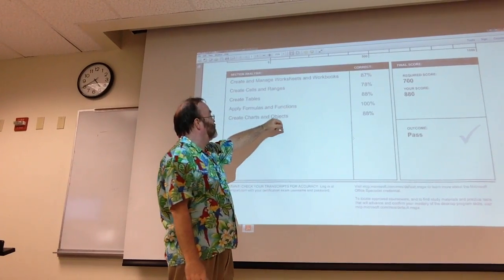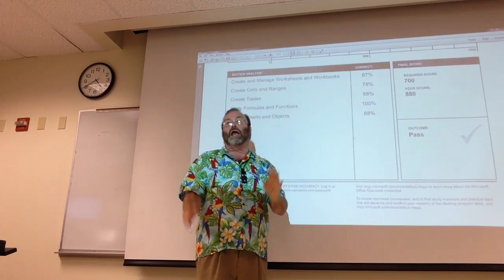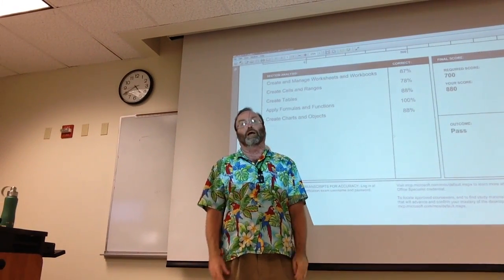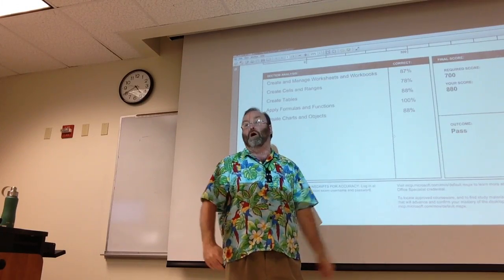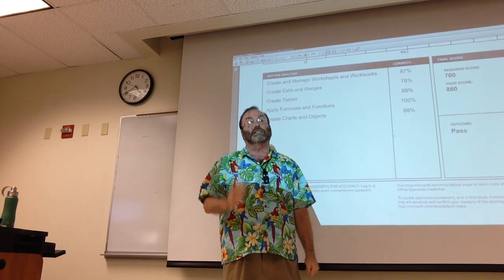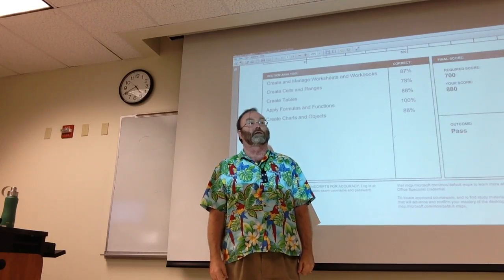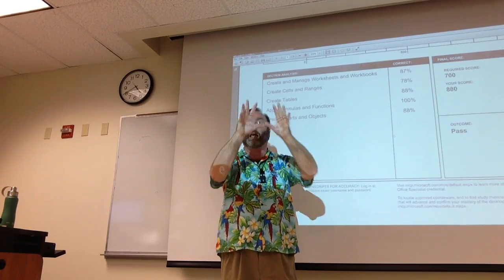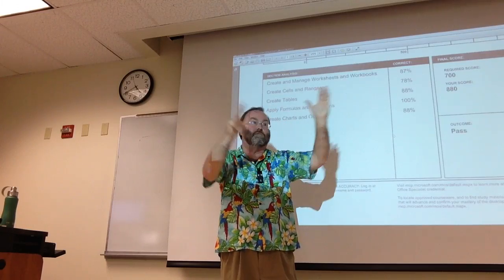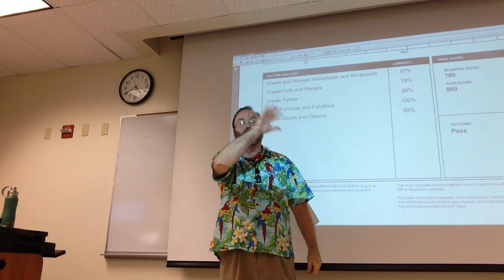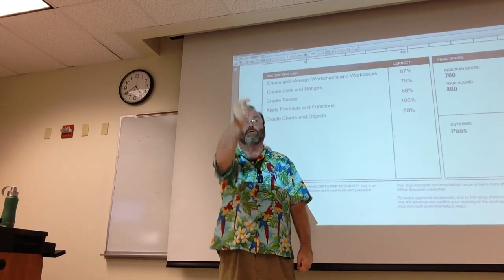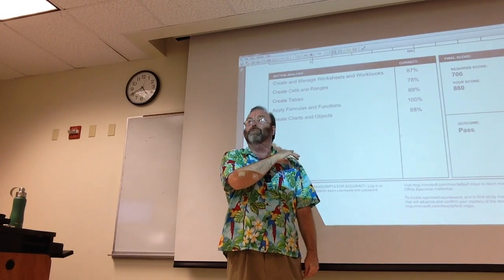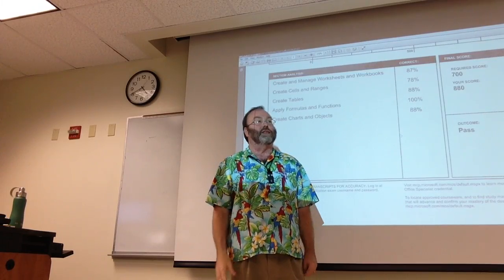And then creating charts and objects, I'll tell you right up front, I hate charts. I'm terrible at them. But I still got an 88 on it, which is plenty. You just need a 70 to pass. Because it's nowhere on your certificate, and they give you a nice little certificate, suitable for framing, when it's all said and done. I can't find mine, otherwise I'd have brought it. And it doesn't say your score on that.